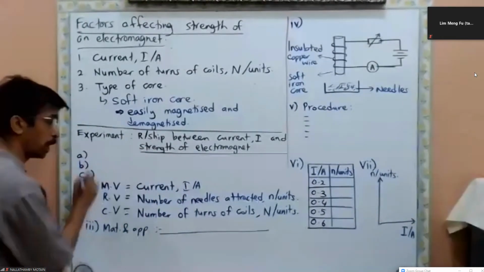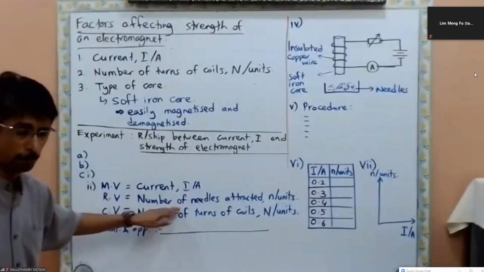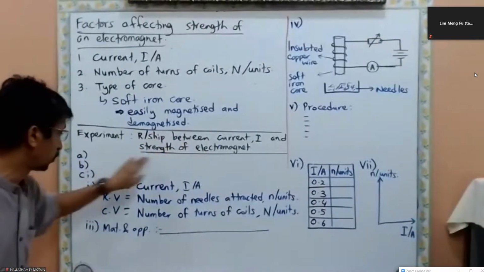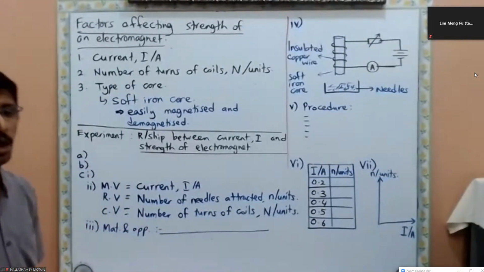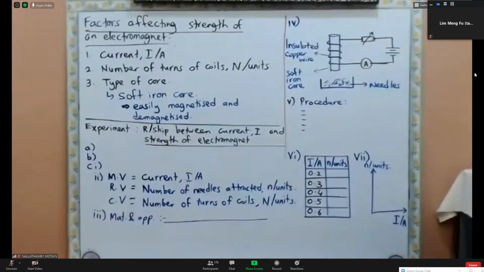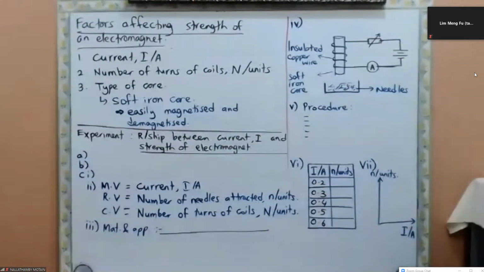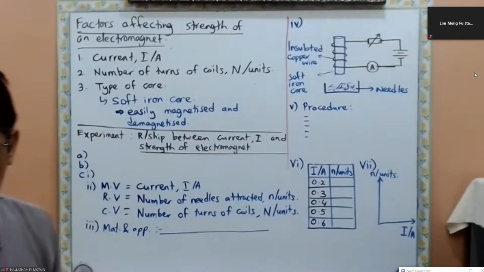So for the first one, you can write based on the variables, no problem. Or you can write strength of electromagnet depends on current flow. Or you can write number of needles attracted depends on current. Okay, first, for the A: number of needles attracted depends on current. A, finish. Then we go for the B.